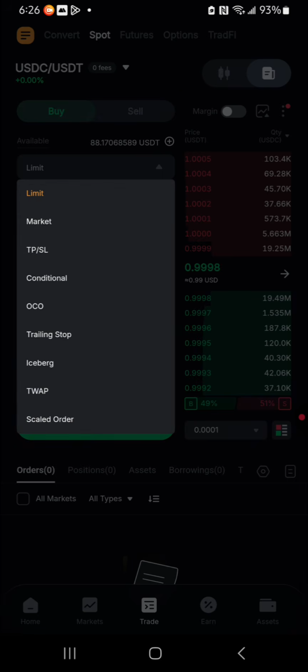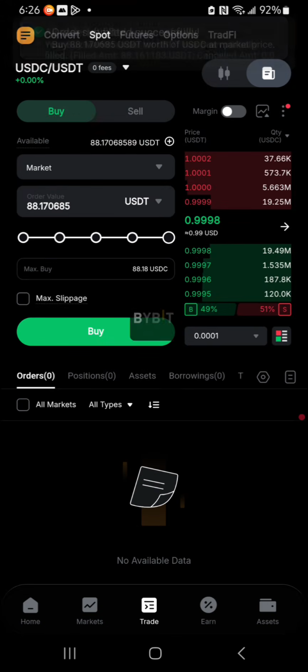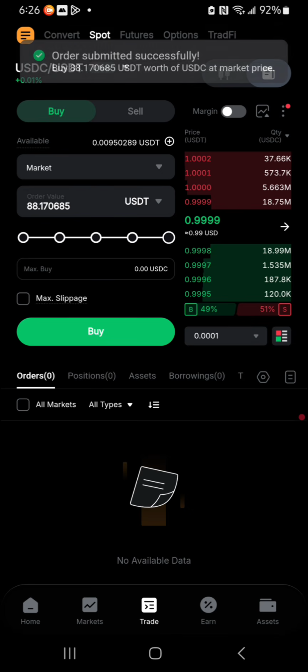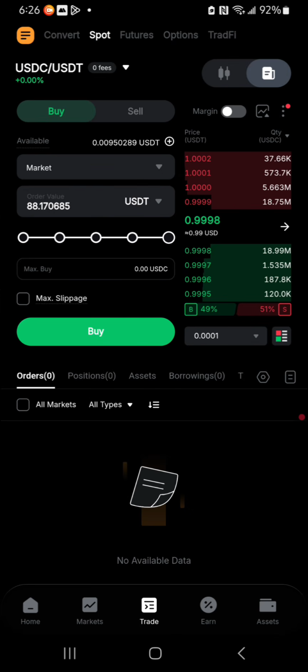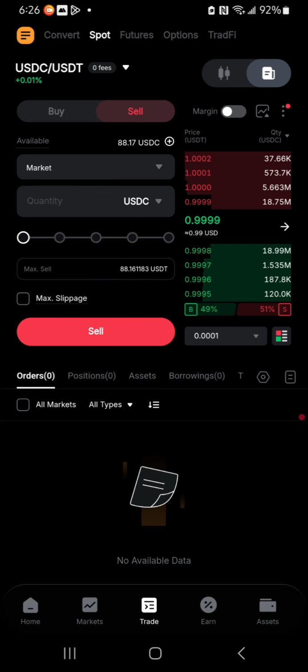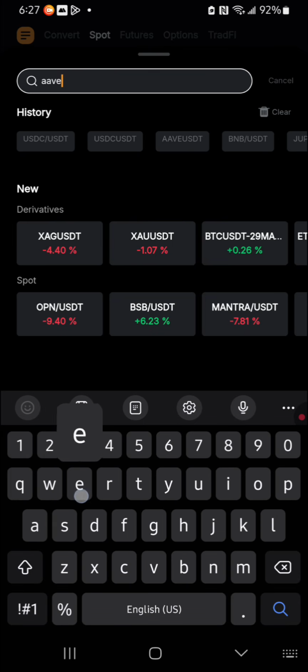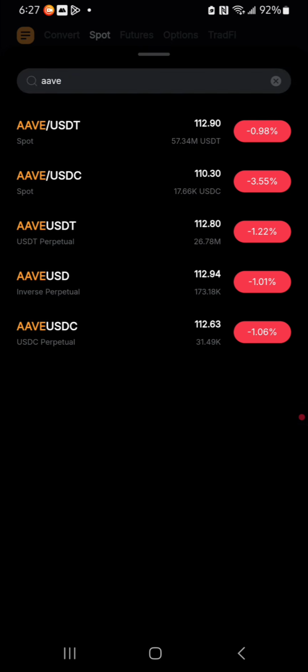Let me use market order to do it, and then I'm going to put in 100%, and then I'll click on buy. Once you click on buy there, you get to realize that your USDT will be gone. Then you will now have USDC. So that's how it works. The USDC will be used to buy that AAVE, because the AAVE USDC was the one actually trading at a lower price. So let's quickly search for AAVE USDC.